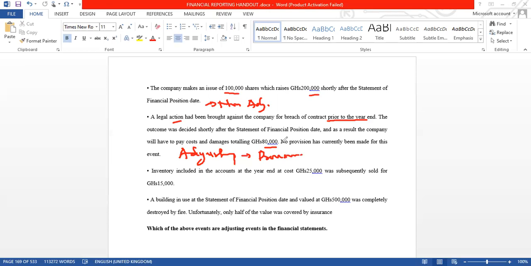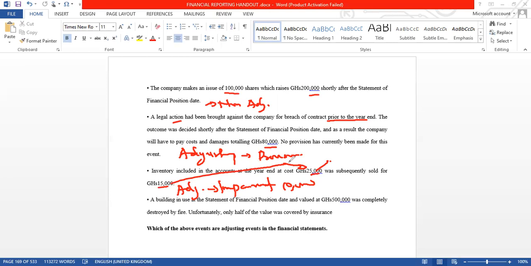All right, so that is inventory included in accounts for 25,000. Oh, so this one too is simple. It is an adjusting event. All right, so what you are going to go through and do is to record impairment of 10,000 to reduce this one to 15,000. Right. So that is that.